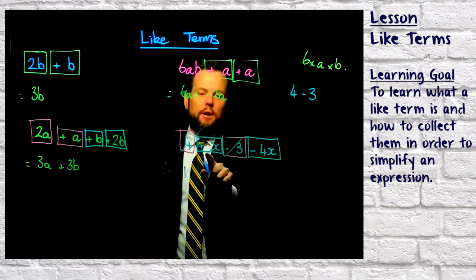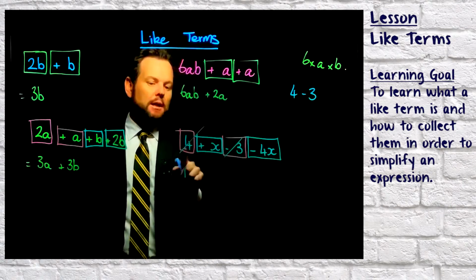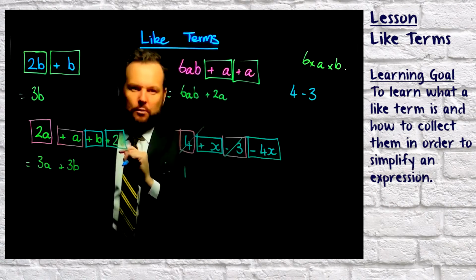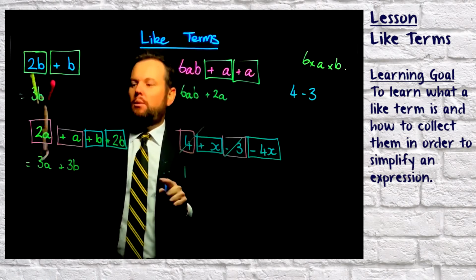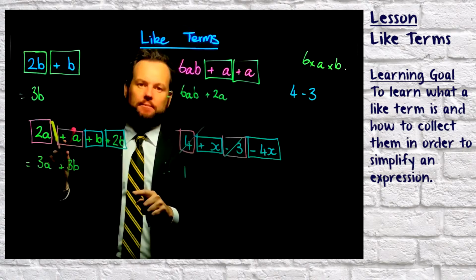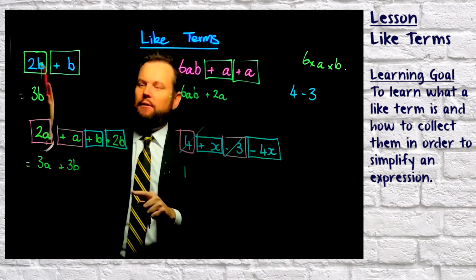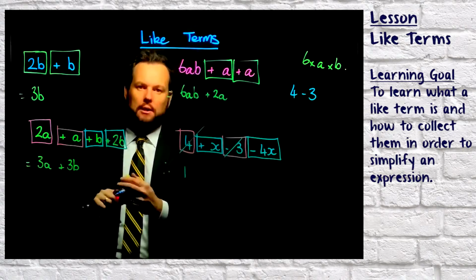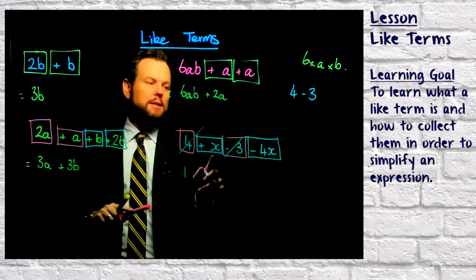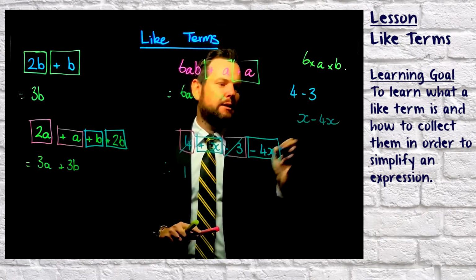Now I've got plus x minus 4x, okay? This here is a plus 4. It's positive 4. But when we start an expression, we don't put that at the front, okay? We only put a minus symbol at the front if we're starting with a negative number. If it's a positive number, we don't bother putting in the plus, okay? So what we basically have here is we have x minus 4x, okay?